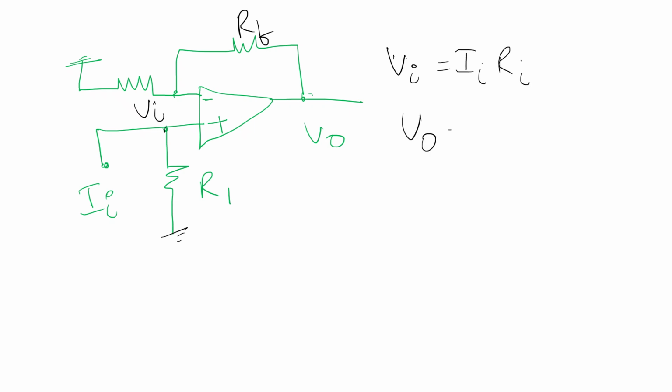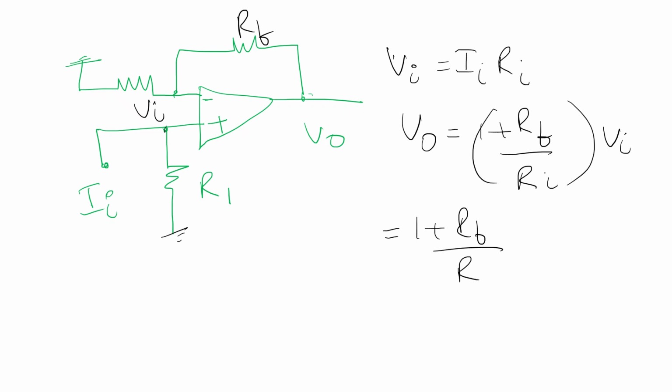The output voltage V0 is equal to 1 plus RF divided by Ri into the input voltage, which is equal to 1 plus RF divided by Ri into, we know Vi is equal to Ia into Ri. Therefore, V0 is equal to 1 plus RF divided by Ri into Ia into Ri. So we have got the output voltage in terms of input current. Thus, the op amp is acting as a current to voltage converter. This is a transresistance amplifier.